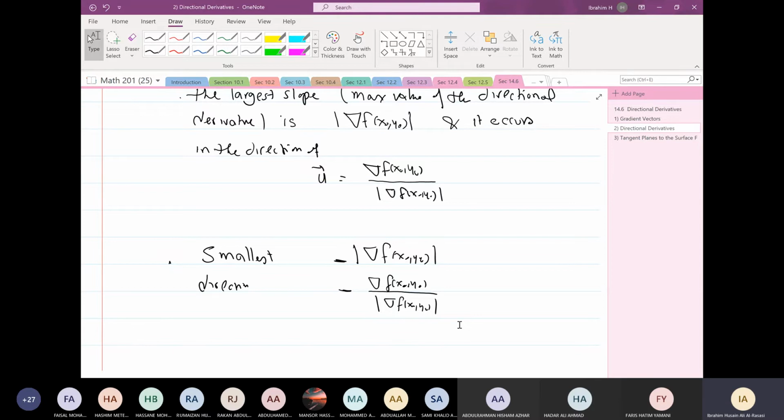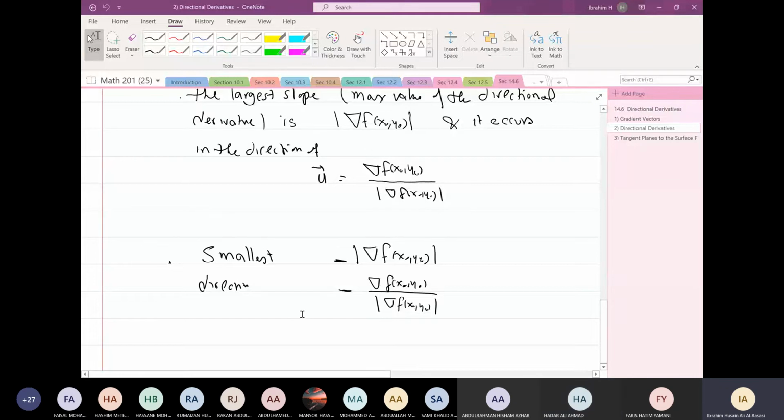This is the answer. Now, in the end, you have a formula for the answer. So when you are given an example, find the largest slope or find the maximum value of a directional derivative, the answer is given in terms of the formula in front of you. This is the answer for the value and the direction for the largest and the smallest. So I will not give an example.